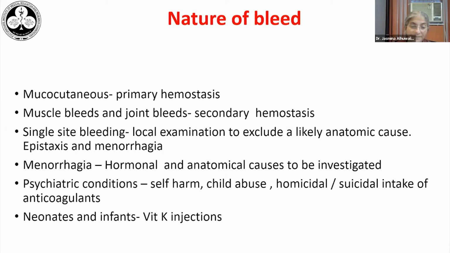Do not forget that some psychiatric conditions may be associated with a tendency to self-harm and produce bleeding to attract attention towards themselves. Similarly, child abuse must be suspected if there is an unexpected pattern of bruising. Homicidal and suicidal intake of anticoagulants may also occur in some situations. In neonates and infants, it's important to ask if vitamin K was given after birth, because this small history would go a long way in deciding what might be the reason for bleeding.